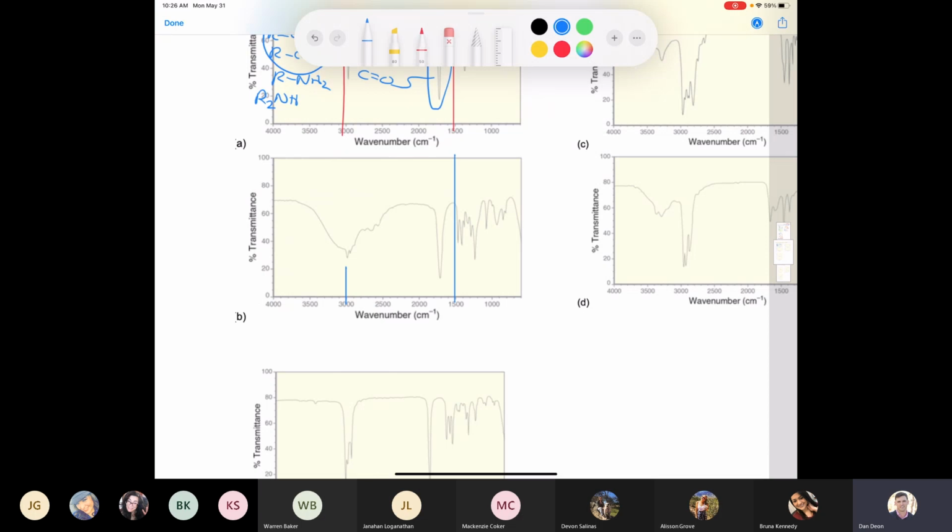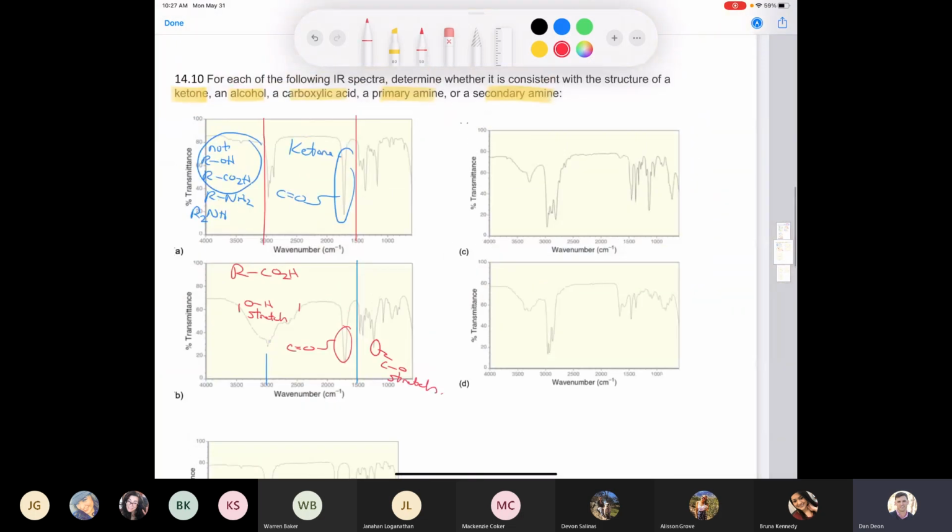Yeah, absolutely. Here we have the huge OH stretch for a carboxylic acid. I mean, this one's just gigantic. It goes on forever. We have the carbonyl around 1700. For a carboxylic acid, we also have the carbon oxygen stretch, which is probably here. This is the CO stretch right there. And so this is a carboxylic acid. So we'll just draw the condensed structure like that. Let's move on to C.